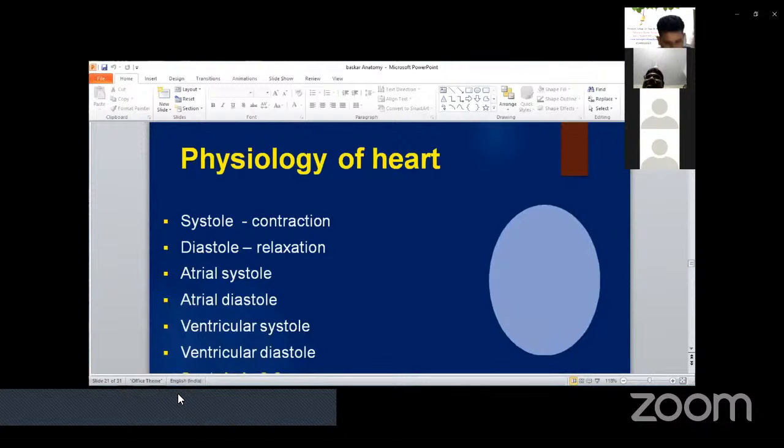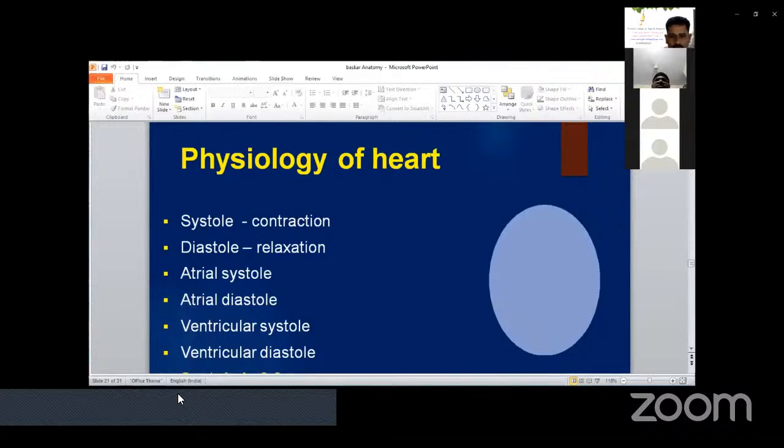Stroke volume is nothing but the volume of blood ejected from your left ventricle in a single left ventricle contraction. That is called systole.